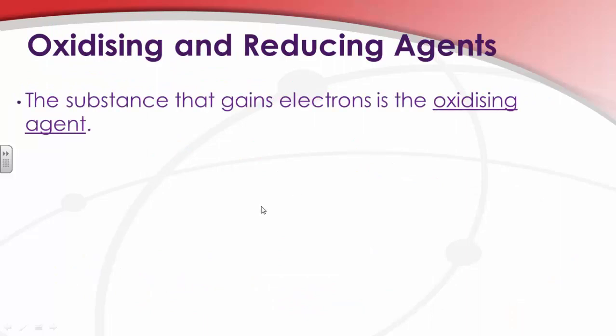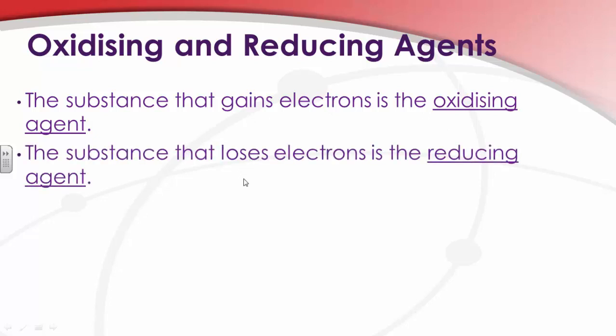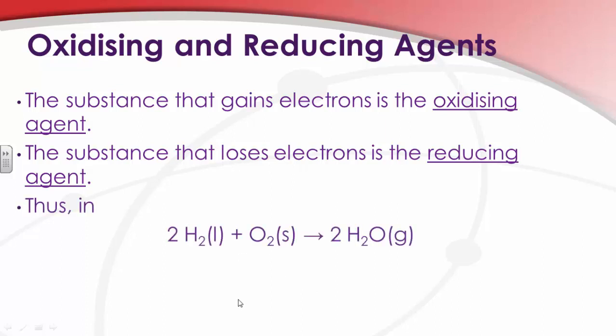So remember, we've already talked about this concept. The substance that gains electrons is the oxidizing agent. The substance that loses electrons is the reducing agent. So in this case, oxygen is gaining electrons. It's the oxidizing agent. Hydrogen is losing electrons. It's the reducing agent.